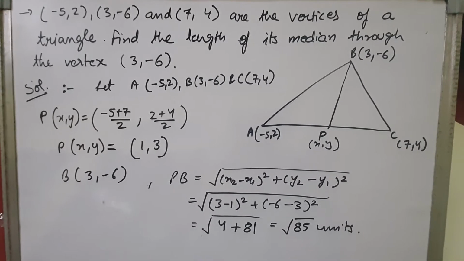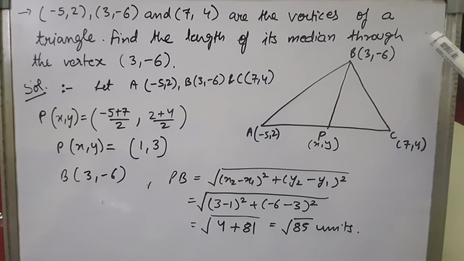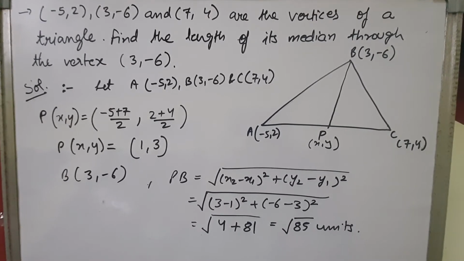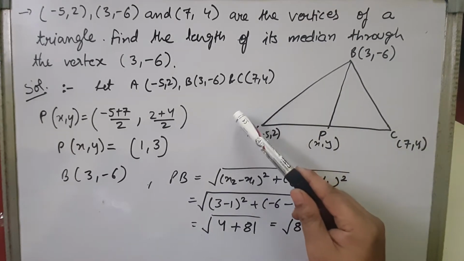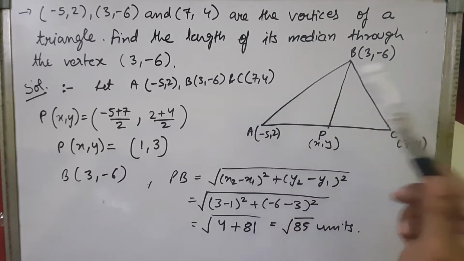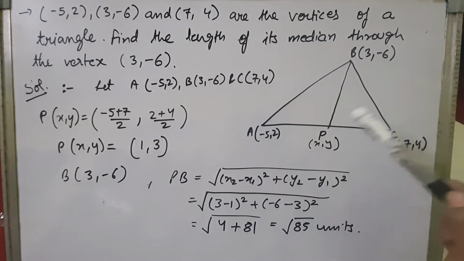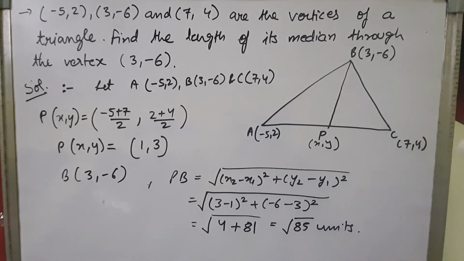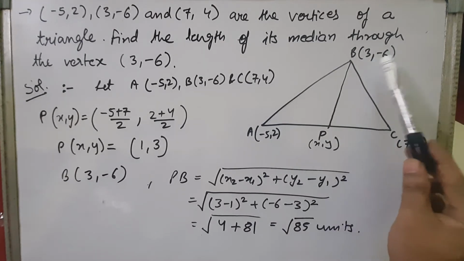Okay children, let's see another sum. In this sum, it is given that (-5, 2), (3, -6) and (7, 4) are the vertices of a triangle. Find the length of the median through the vertex (3, -6). I have assumed that A is (-5, 2), B is (3, -6) and C is (7, 4), which are the vertices of the triangle ABC. So I have drawn the triangle like this, where A is (-5, 2), B is (3, -6), C is (7, 4). And we have to calculate the length of the median through the vertex (3, -6). What is a median?